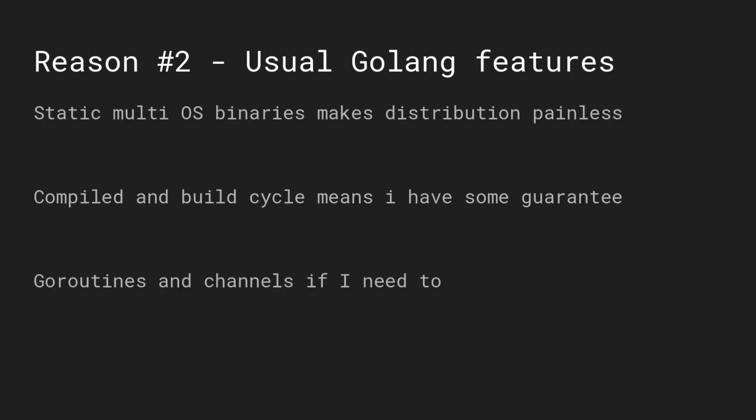The second reason is basically a host of reasons, which is what I call the usual Golang features: static multi-operating system binaries, which makes distribution really painless, especially when I'm writing tools for other people to use, like our developers, in terms of developer tooling. The compile and build cycle means I have some guarantee of the code not breaking where I don't expect it to break. I mean, it can break, but at least there's some guarantee of it. And then, of course, the usual Golang concurrency primitives like goroutines and channels, if I absolutely need them.